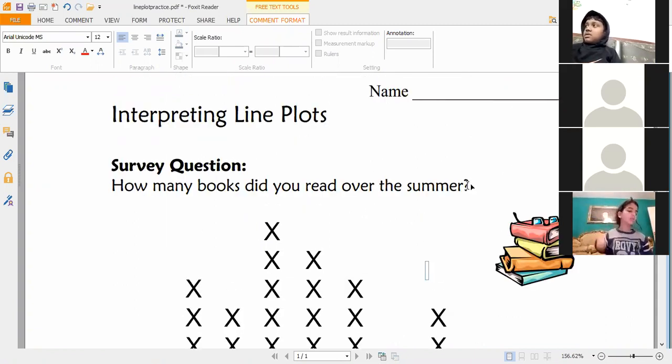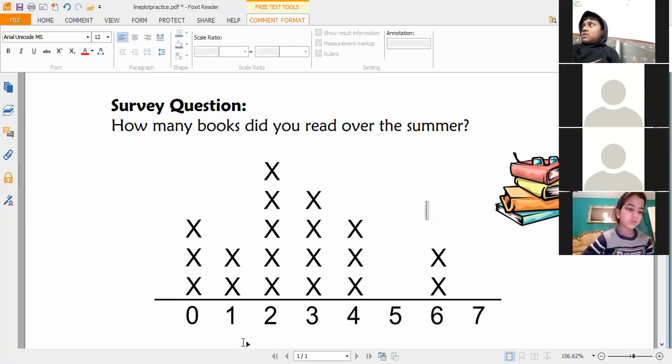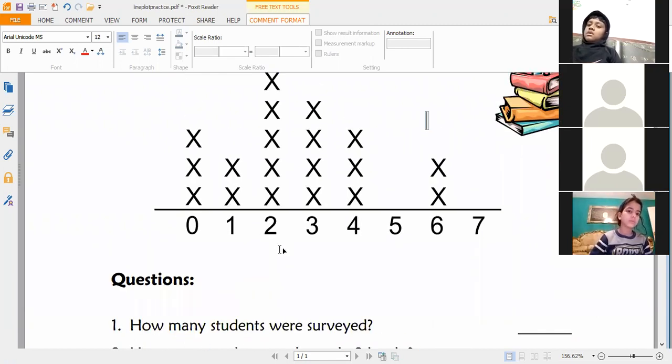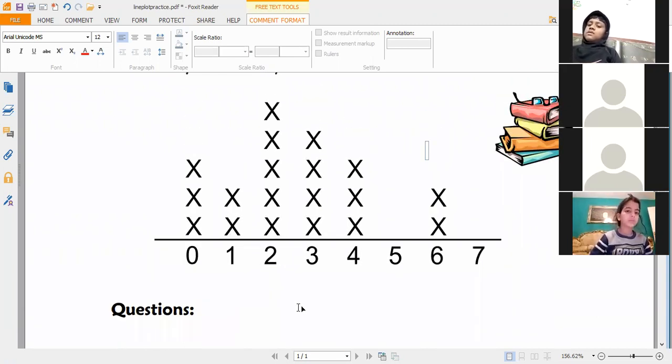This is a survey about how many books did you read in the holiday. I want to know how many students read 2 books. We said that these numbers down below refer to the number of books, and these X's refer to students, children. So how many students read 2 books? 5. 1, 2, 3, 4, 5.